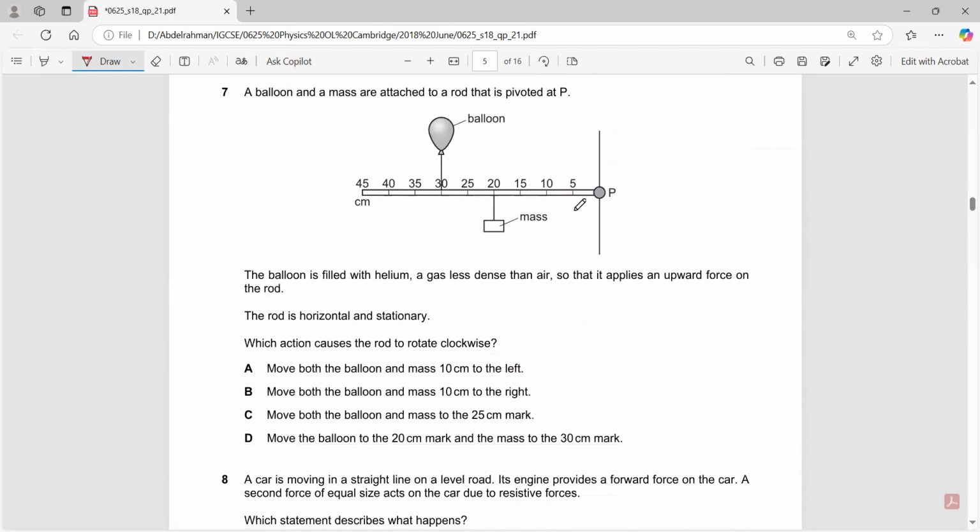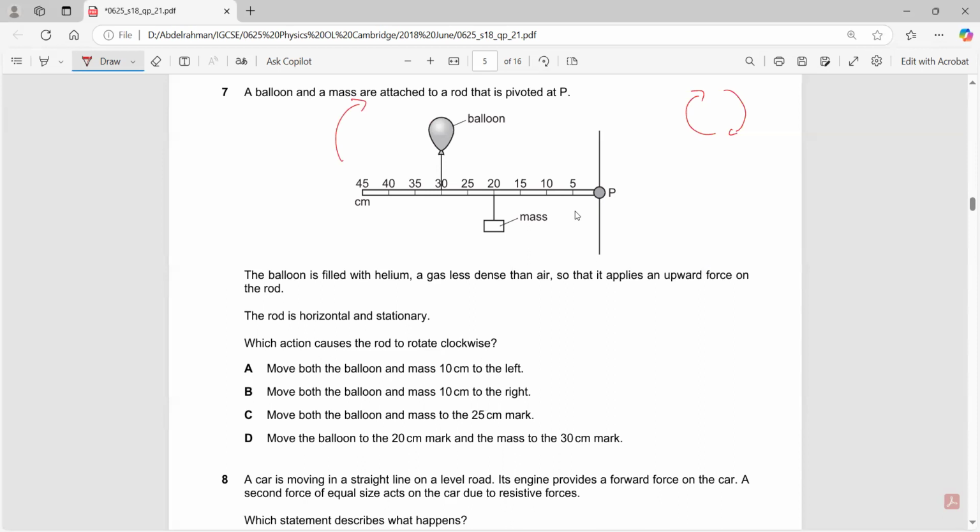A balloon and a mass are attached to a rod that is pivoted at P. The balloon is filled with helium. The rod is horizontal and stationary. Which action causes the rod to rotate clockwise? We now need the rod to rotate clockwise. What is clockwise rotation? If you look at the clock, it rotates this way. So basically, you need the rod to rotate upwards in this way.